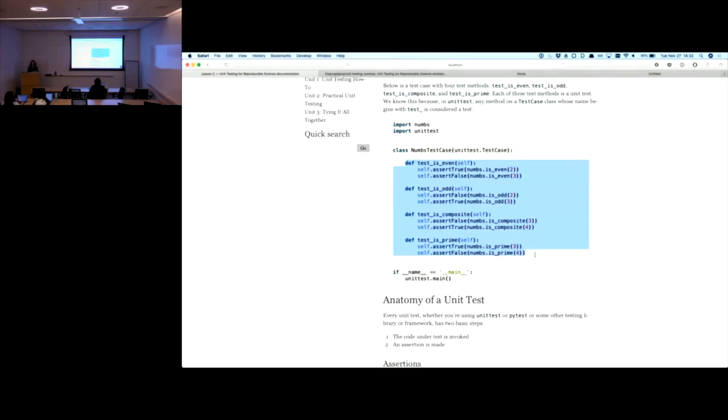And every single unit test, whether you're working in Python's unittest, whether you're working in PyTest, whether you're working in Marbles, which is the library that I'm the maintainer of, a unit test has two basic steps. The first is that the code under test, the code being tested, is invoked in some way. And the second is that an assertion is made.